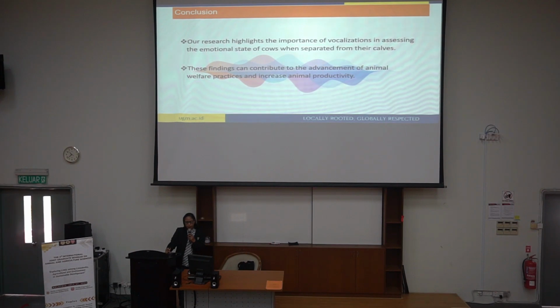Our result highlights the importance of focalization assessing the emotional state of cows when separated from their cows. And the second, the finding can contribute to the advancement of animal welfare practices and increase animal productivity.